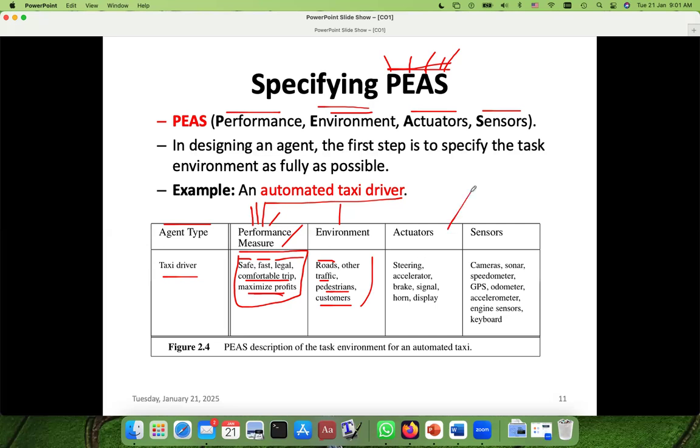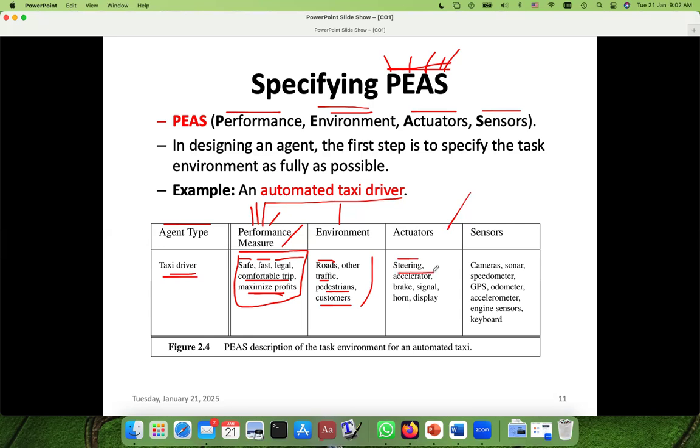And then actuators. Actuators are those hardware components that will be the part of your agent. So here you are writing that steering is the actuator. Through steering, you can move left or right. Okay, this is the action that you can perform on environment. So that steering is actuator.